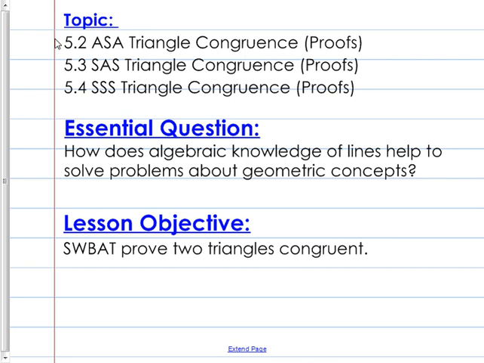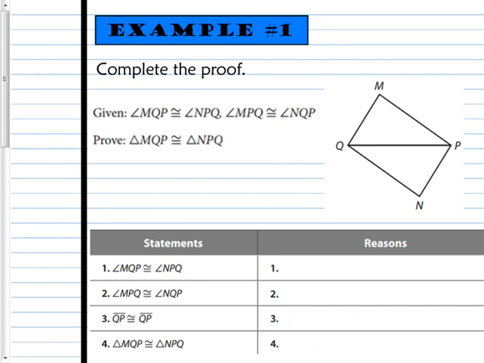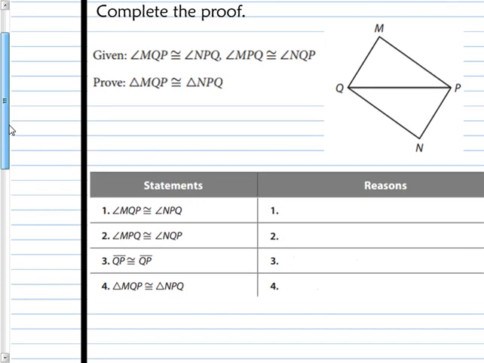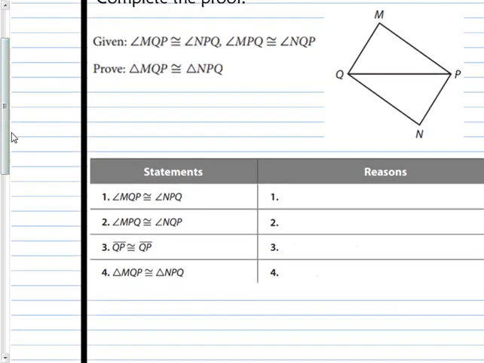So today's objective is that you're going to be able to prove two triangles congruent. And so here's an example. We are going to complete this proof. So, the first thing, they give us two things. They said the angle MQP is congruent to angle NPQ. And if you look, this piece is right here. And so the reason for that is the given.